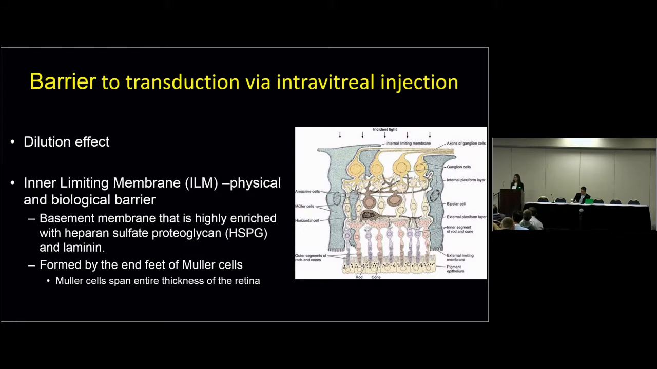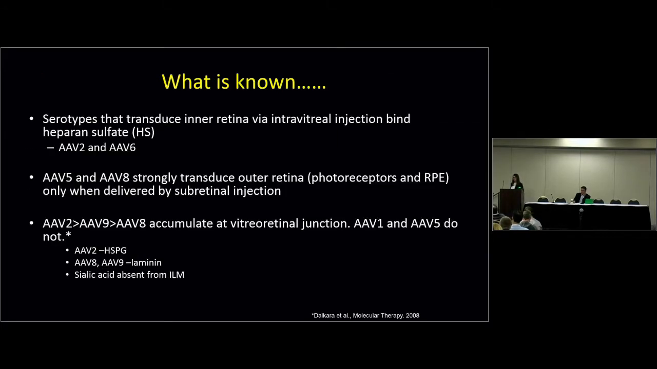Another major barrier is the inner limiting membrane, which is a typical basement membrane formed by the end feet of these Mueller glial cells that traverse the entire thickness of the retina. And so when you put the AAV into the eye, it slams into this inner limiting membrane and it poses both a physical and a biological barrier, which I'll discuss in a moment. So what do we know about the inner limiting membrane?